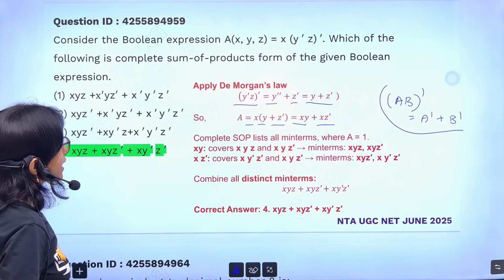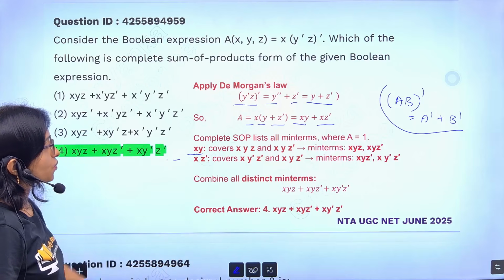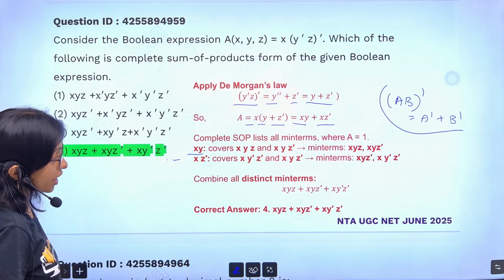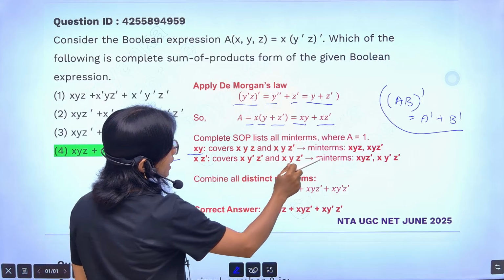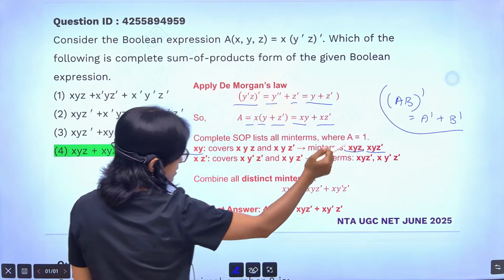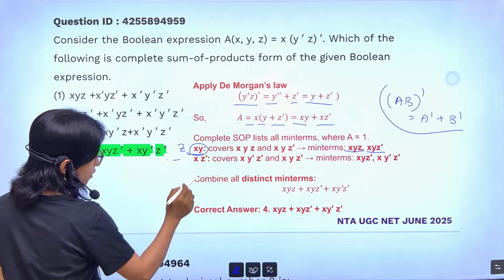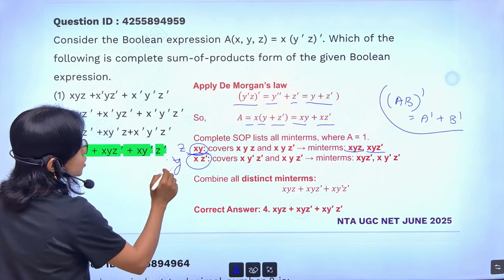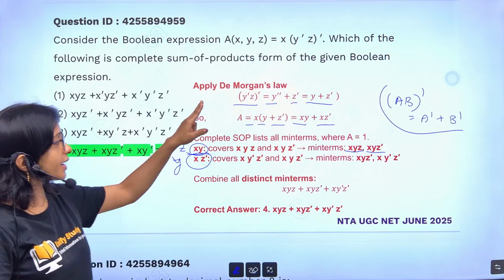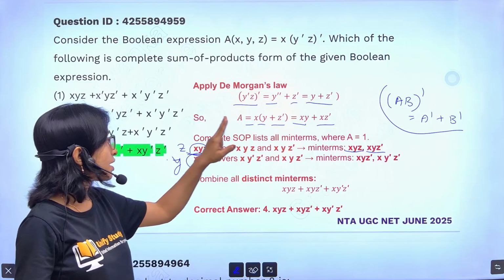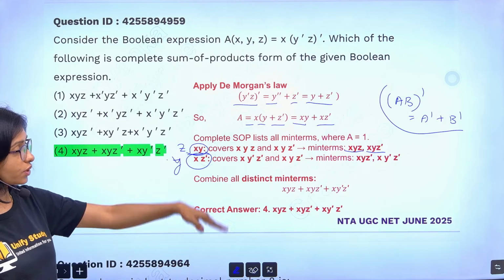Now that I have xy plus xz bar, I have to fill in the terms. Where it is xy, I have to cover xyz and xyz bar, because z is not present in xy. You can see y is not present in xz bar. I need to focus on which is not present. Here z is not present, that's why I take z and z bar both. Here y is not present, that's why I take y and y bar both.